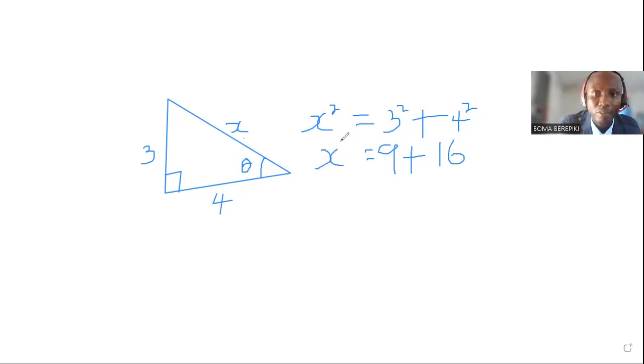Right now, what I have is x squared. And how do I get x? I'm going to square root both sides. But let me do the sum first. 9 plus 16 is 25. Okay. So how do I find x?